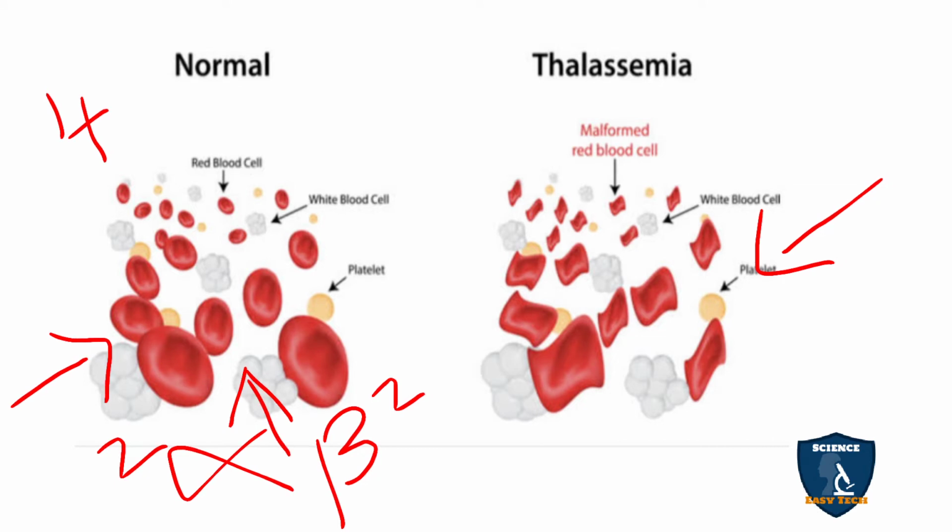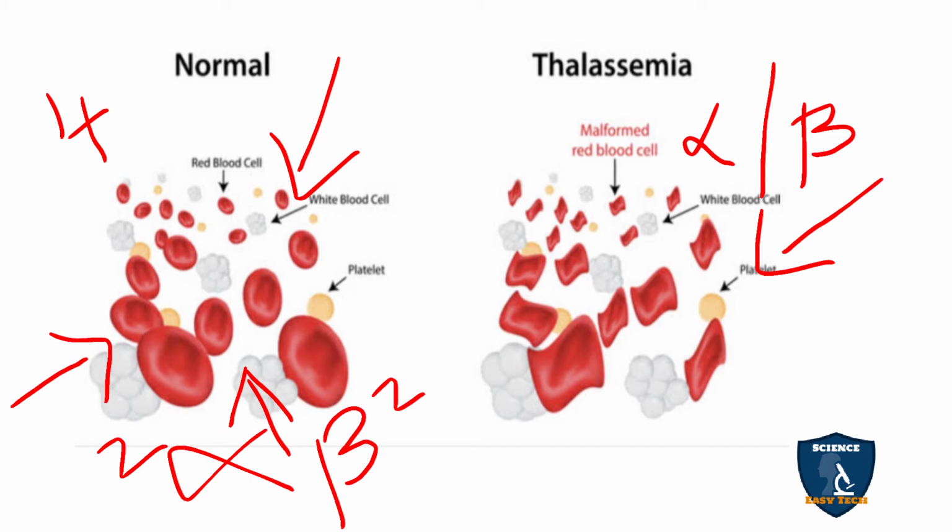But here, either the alpha chain or the beta globulin is present. In the normal one, both the alpha and beta are present in the hemoglobin. But in Thalassemia blood, either alpha or beta is present.